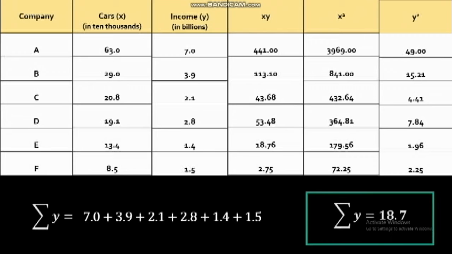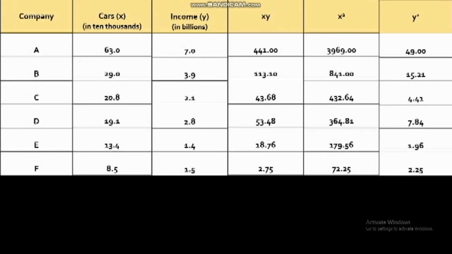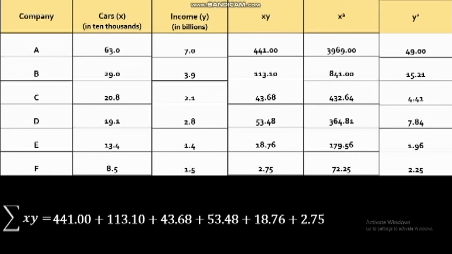Next we have the summation of xy. 441.00 plus 113.10 plus 43.68 plus 53.48 plus 18.76 plus 2.75. The summation of xy is equal to 682.77.